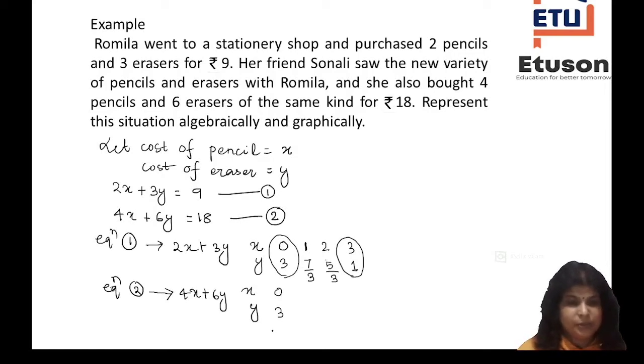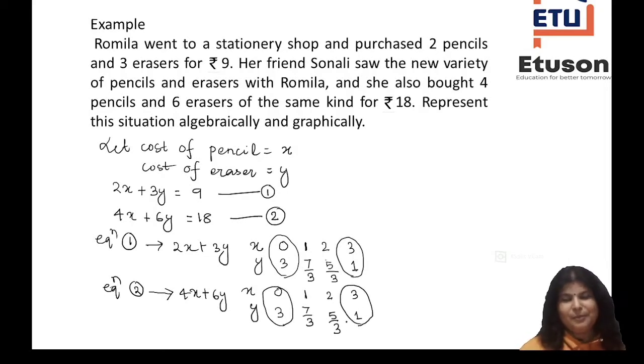Right? Now you take x is equal to 1. If you take x is equal to 1, it is 7 by 3. If you take x is equal to 2, so it is 5 by 3. If x is equal to 3, what are you getting? It is 1. So all the points are same.